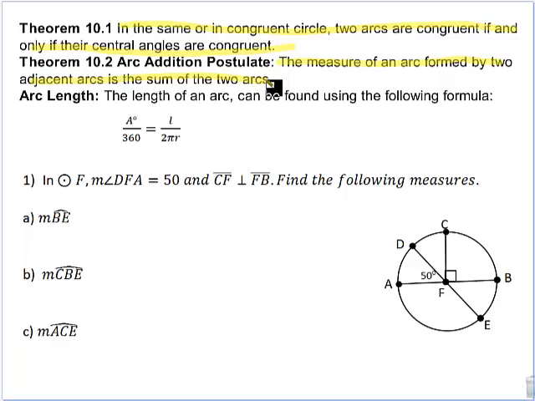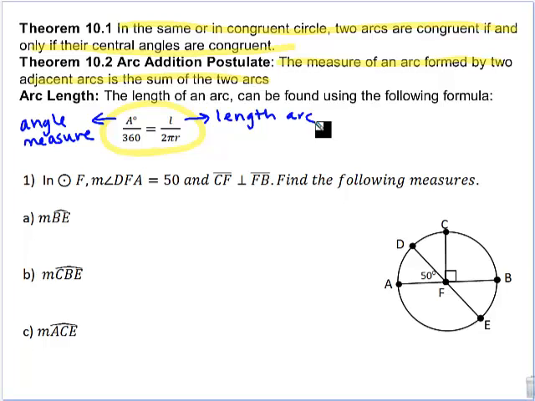And then arc length. We can actually find the measurement of the arc from one point to the other using this formula. A stands for the angle measure. So A is the angle measure, that central angle. L is your length of the arc. And 2 pi r, that's your circumference. Okay, so if you're given the circumference, you could just put the circumference down there. Otherwise, you'll be given the radius or the diameter, so you'd have to find the circumference.